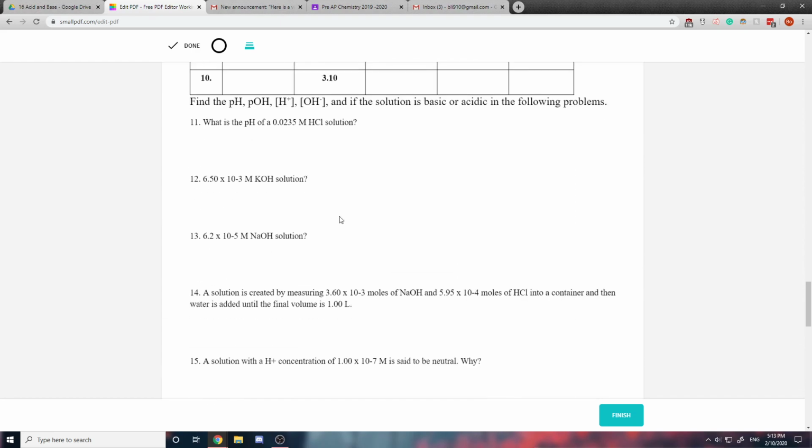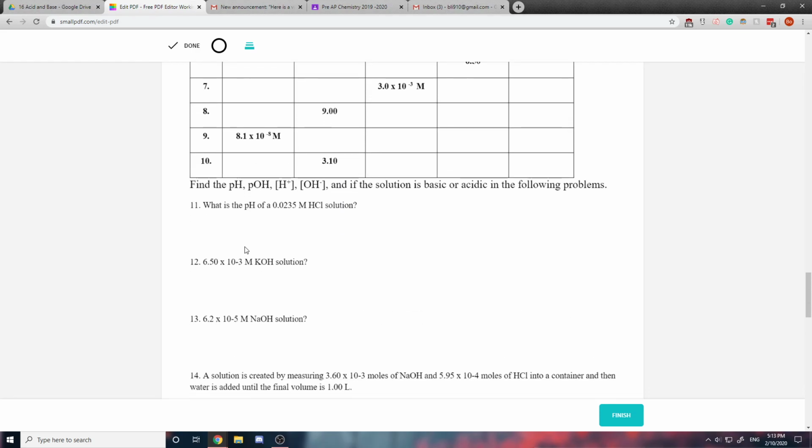For the rest of the practice, they're the same. For these, I worked through the first one, right? What's the pH if you have a 0.0235 molarity of HCl solution? Remember, HCl is a strong acid, meaning whatever concentration you start with, it completely separates into H plus and Cl minus, meaning you would have 0.0235 molarity of H plus, as well as 0.0235 molarity of Cl minus.